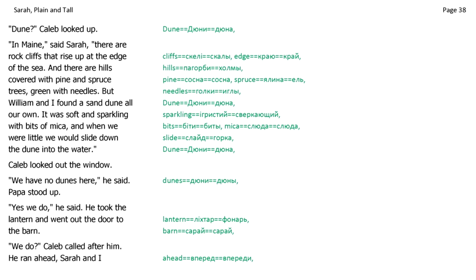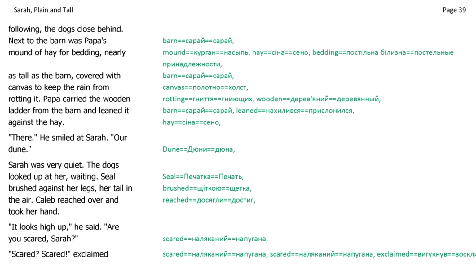Papa stood up. "Yes, we do," he said. He took the lantern and went out the door to the barn. "We do?" Caleb called after him. He ran ahead, Sara and I following, the dogs behind him. Next to the barn was Papa's mound of hay for bedding, nearly as tall as the barn, covered with canvas to keep the rain from rotting it. Papa carried the wooden ladder from the barn and leaned it against the hay. "There," he smiled at Sara, "our dune."